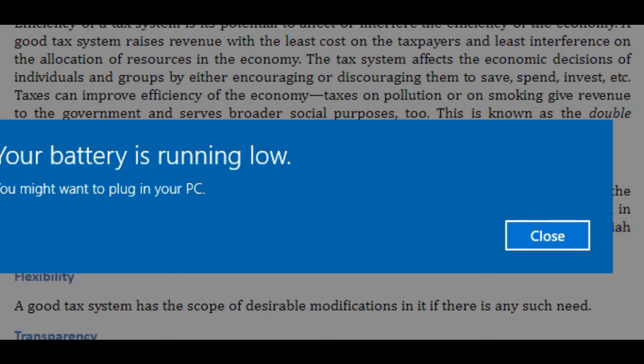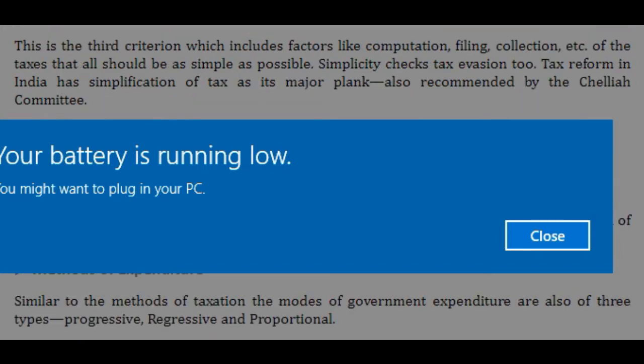Flexibility. A good tax system has the scope of desirable modifications in it if there is any such need. Transparency. How much tax taxpayers are actually paying, and what are they getting against it in the form of the public services should be ascertainable, i.e., the transparency factor.